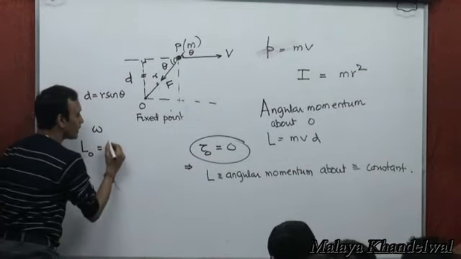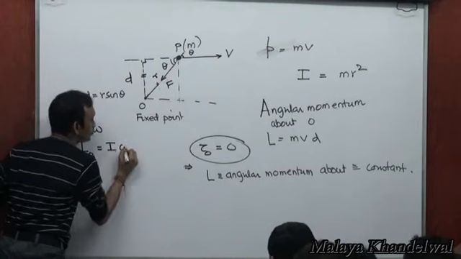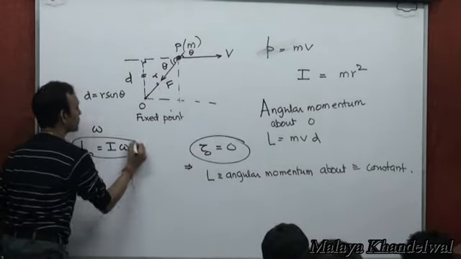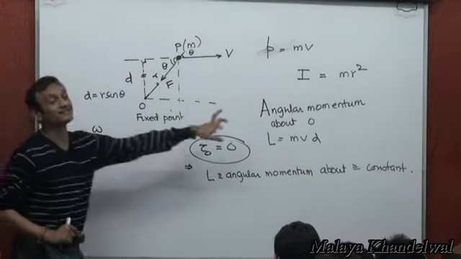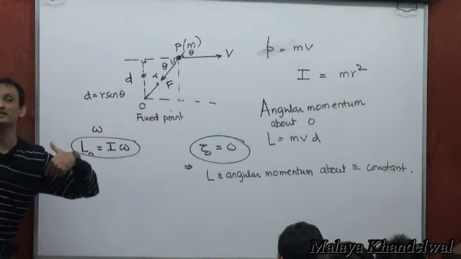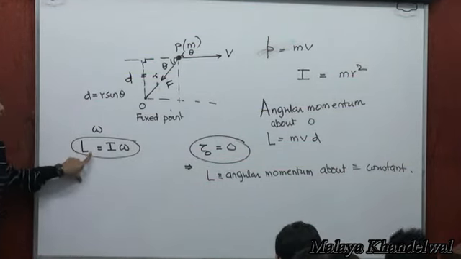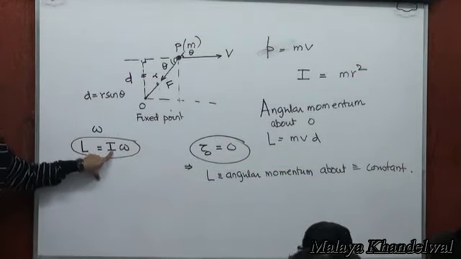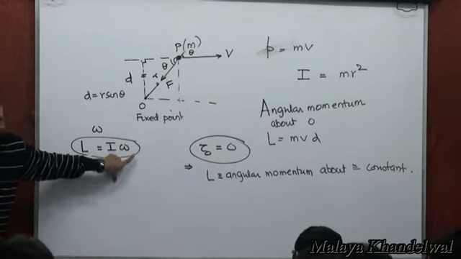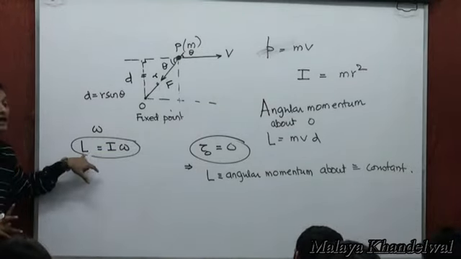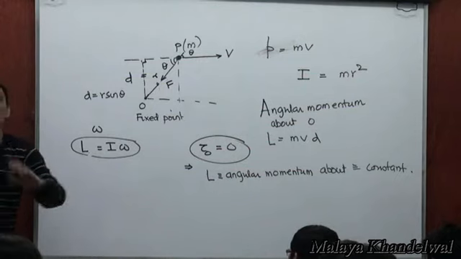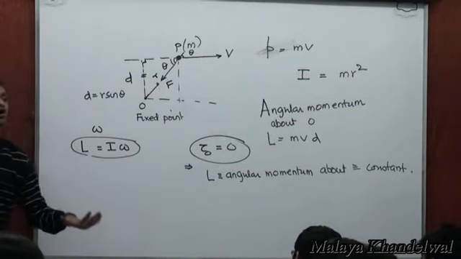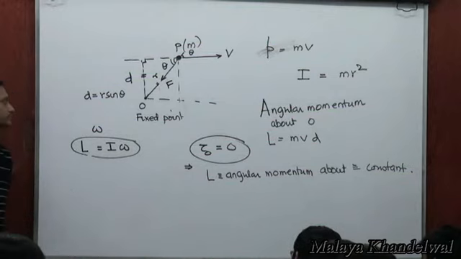will always be its moment of inertia about O times omega. That would be its angular momentum. I times omega would be its angular momentum about O, which would be the same as mvd at any given point. The moment of inertia, which is mr squared for a point particle, times omega at that point, will measure the angular momentum of the particle about O. In the absence of any net torque about O, the total angular momentum of the particle about O will remain preserved or conserved. That's the law of conservation of angular momentum, right?